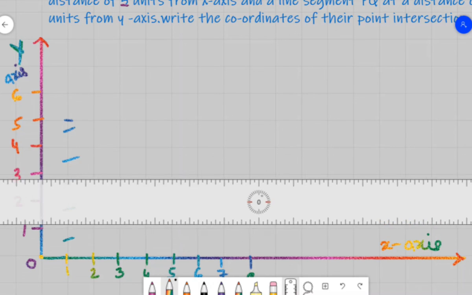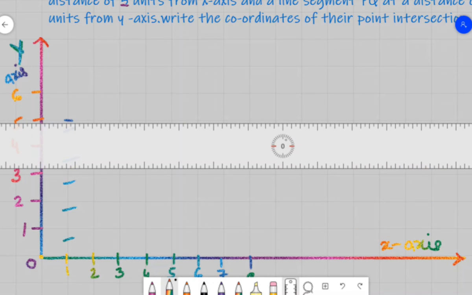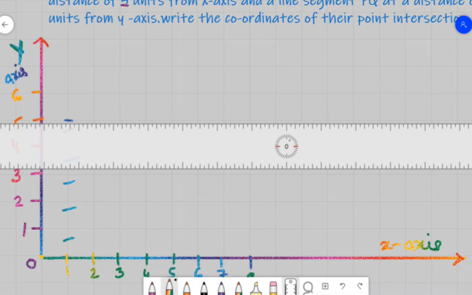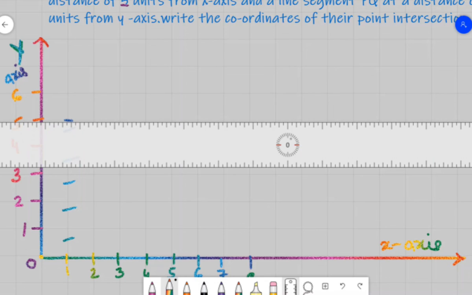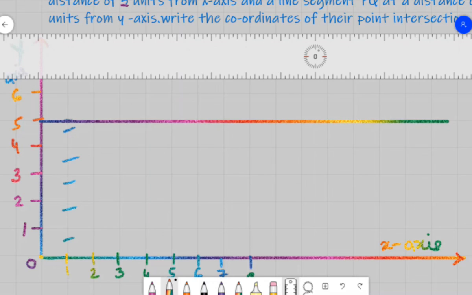See, now this is 5 units from x-axis and it is parallel to x-axis. Keep the scale straight and then draw the line. This is the line. Now see, this is the line which is 5 units from x-axis, and this is parallel, and the name of this line is xy.